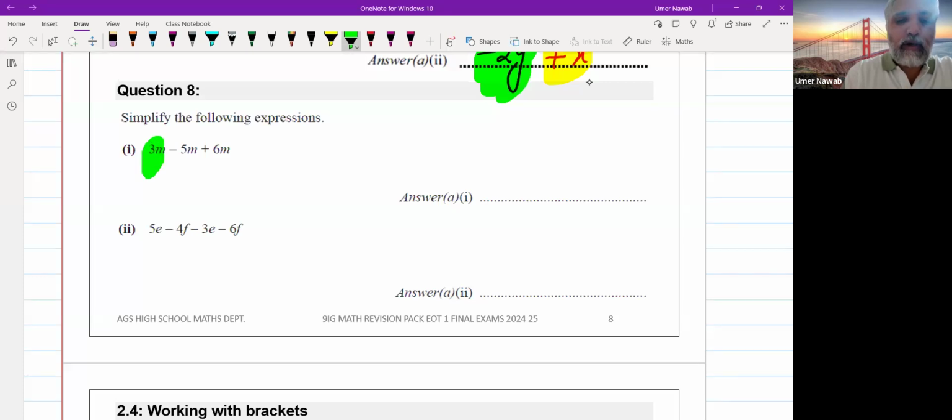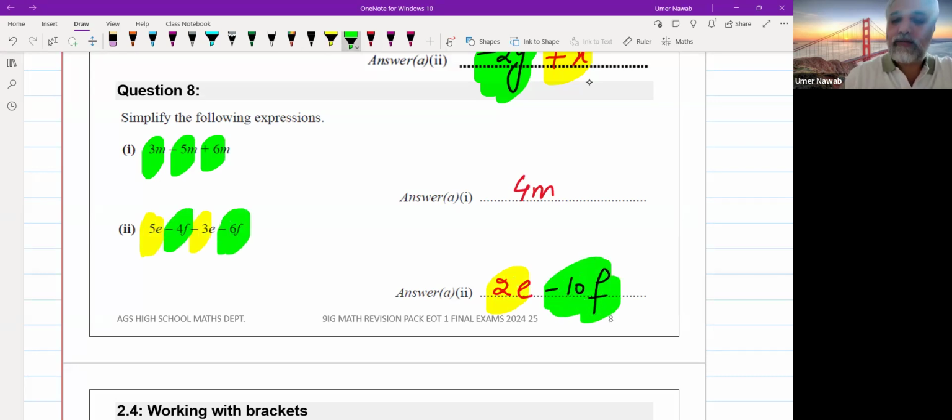Then all of them are like terms. Final answer will be just 4m. And then the last one is 2e minus 10f. 5e minus 3e is 2e. And minus 4f and minus 6f is minus 10f.